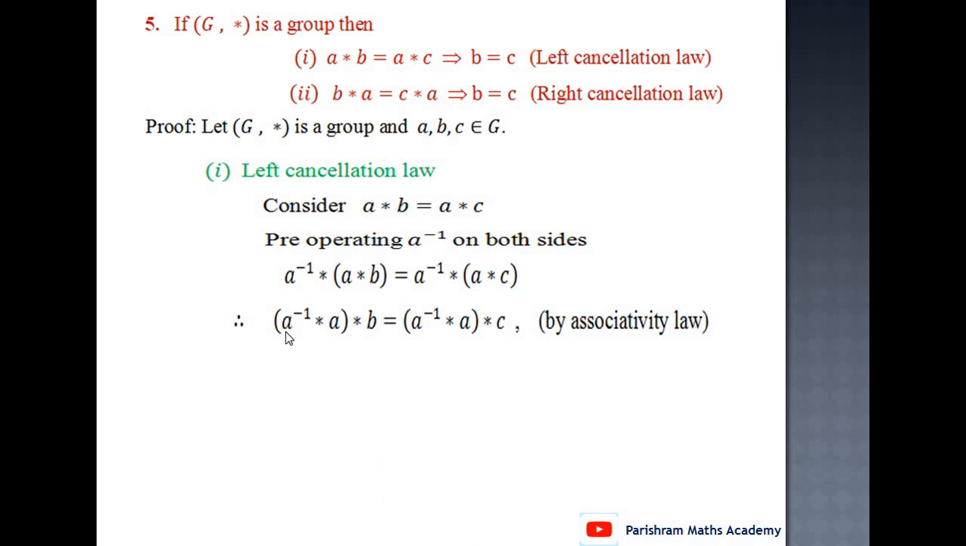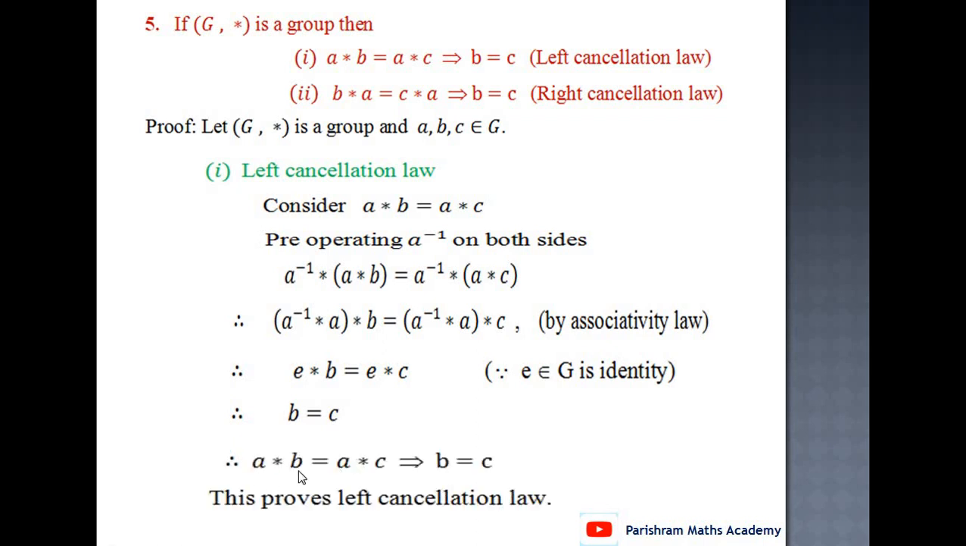But the value of A inverse star A is nothing but the identity element, and therefore we get E star B equal to E star C. Now E is the identity element, therefore E star B is the same as B and E star C is the same as C, and therefore A star B equal to A star C implies B equal to C. This proves that the left cancellation law is satisfied. That is, A star B is the same as A star C implies B equal to C. That is, A is cancelled. That is, the left cancellation law is satisfied.